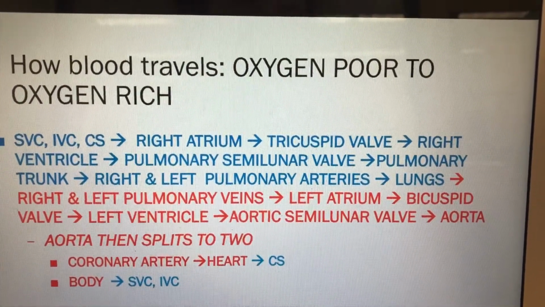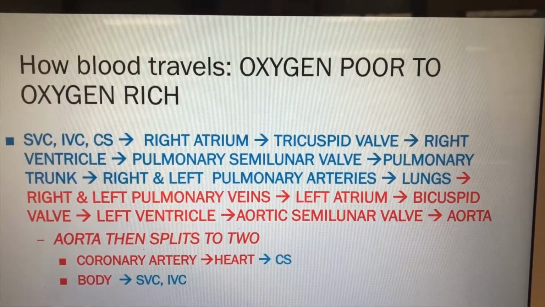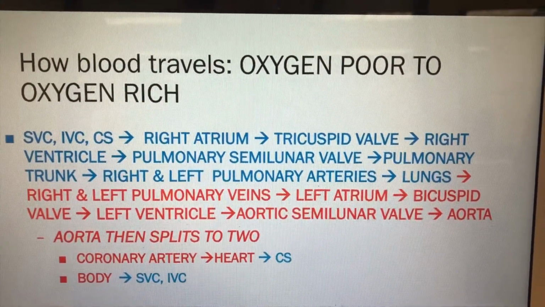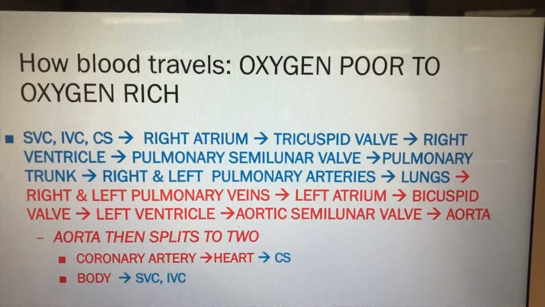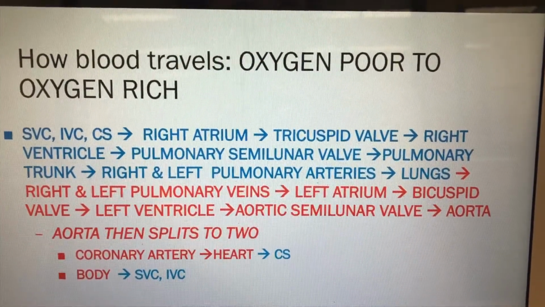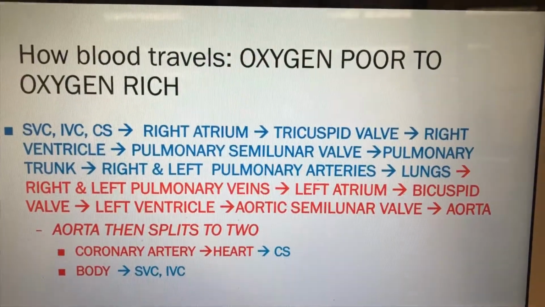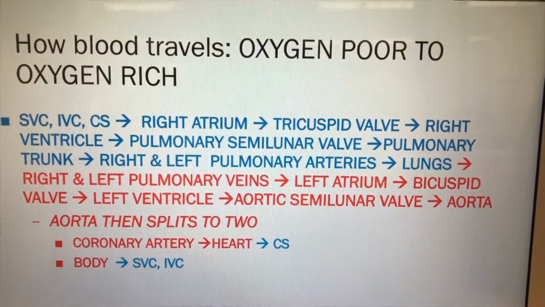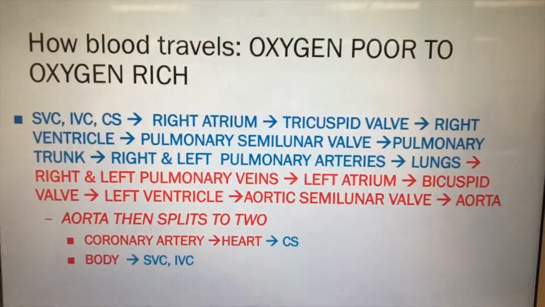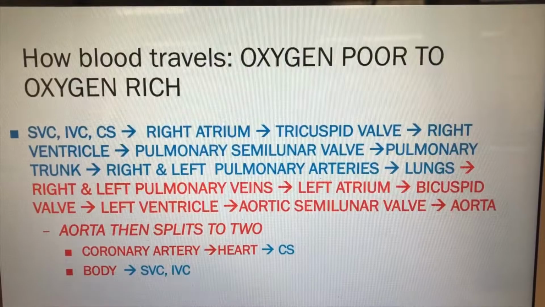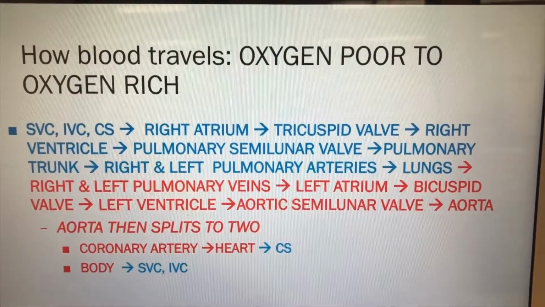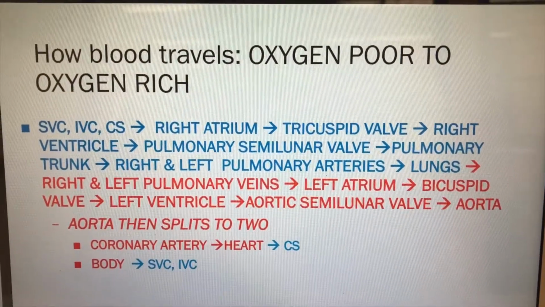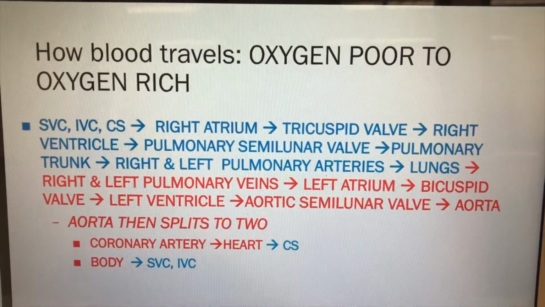All this right here is oxygen poor. From the lungs, it changes over to oxygen rich and goes to the right and left pulmonary veins. The pulmonary veins then move on to the left atrium and then move on to the bicuspid valve. The bicuspid valve will open up and push the blood through the left ventricle. The left ventricle will then push it through another valve, the aortic valve, where the aortic valve will push it through the aorta. The aorta then splits into two, which is the coronary artery and the heart.